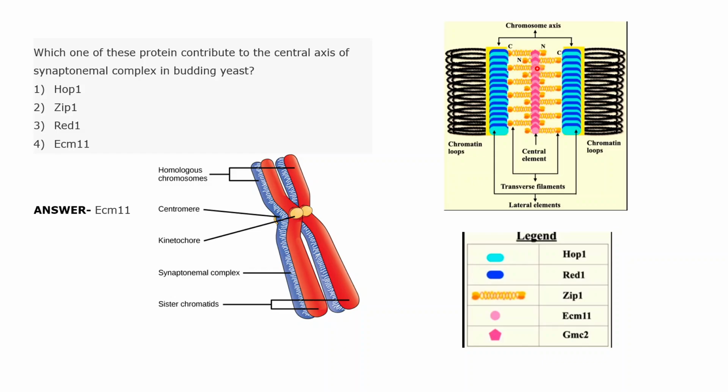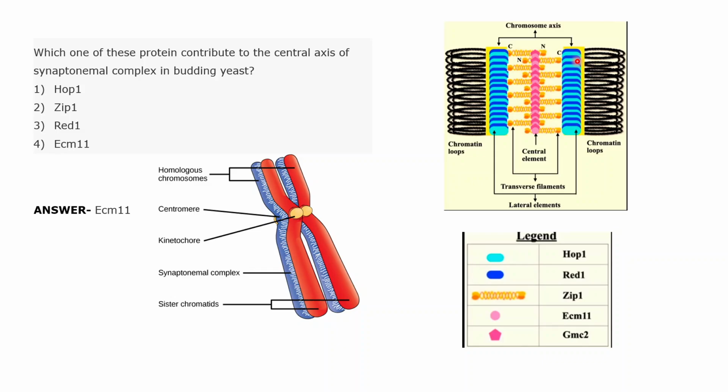And in the central complex you can see that there are ECM11 and GMC2. So from this picture you can see that this is the central axis, or the central element, and it is composed of this particular protein complex, ECM11. GMC2 also enables the structural aspect of this central element or central axis. And these are in turn joined to the HOP1 RED1 complex by a protein called SYP1, which is flexible in nature.